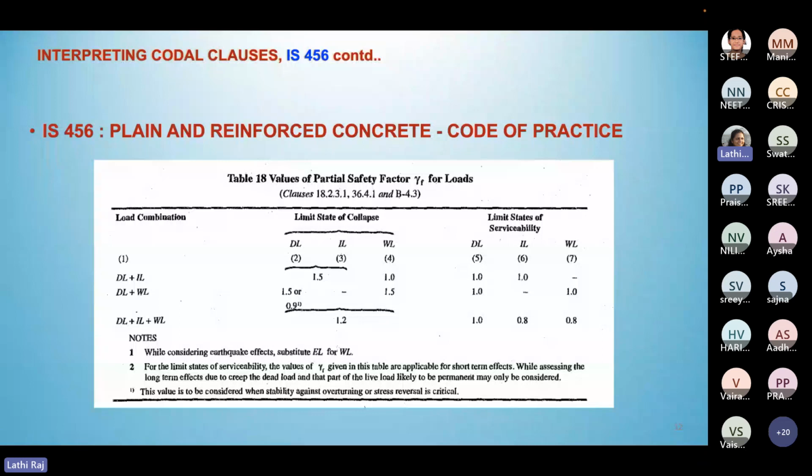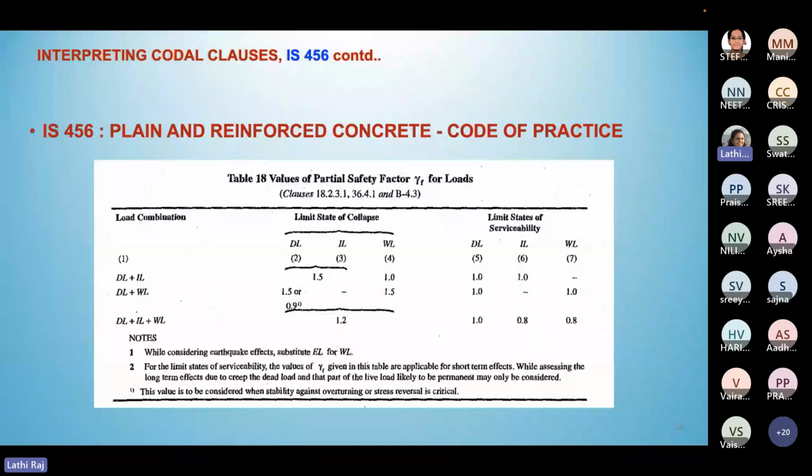So you have to multiply dead load and imposed load by 1.5 when you are taking dead load plus IL. When you are taking dead load plus wind load, again 1.5. And when you are taking a combination of dead load, IL and WL, you have to take 1.2. The code also says you multiply the dead load by 0.9 when you are checking the stability of the structure. Otherwise, don't reduce it. Is that clear?